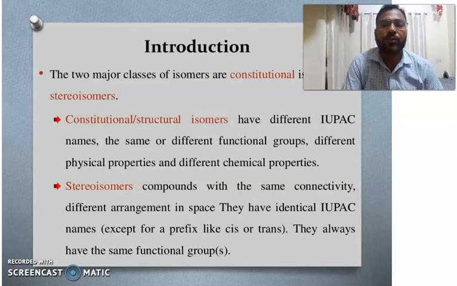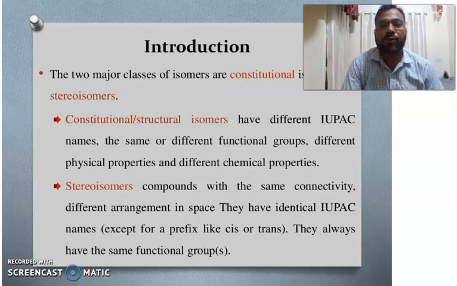Today in this video, I am going to talk about stereochemistry. So let us start learning stereochemistry with an introduction. The two major classes of isomers are constitutional isomers and stereoisomers. What does it mean? What are constitutional or structural isomers?